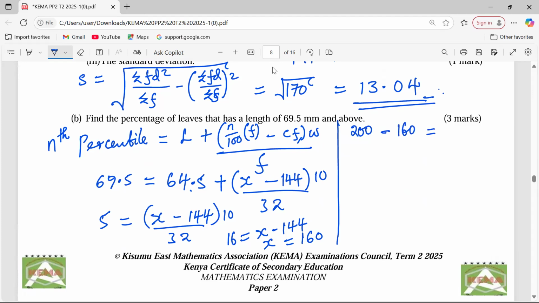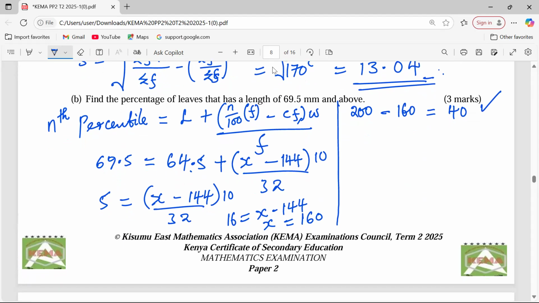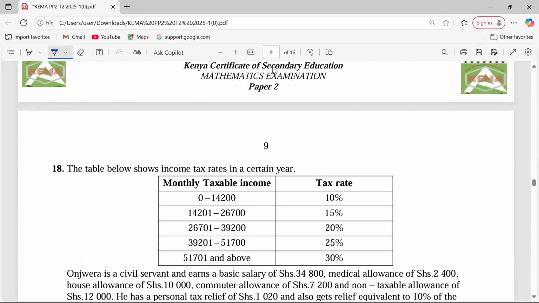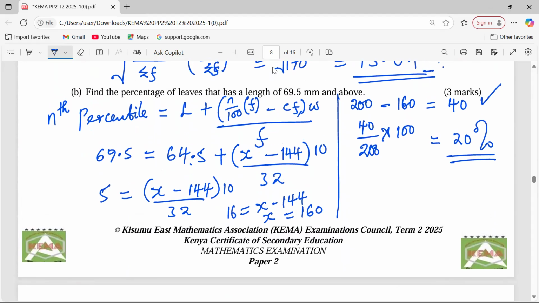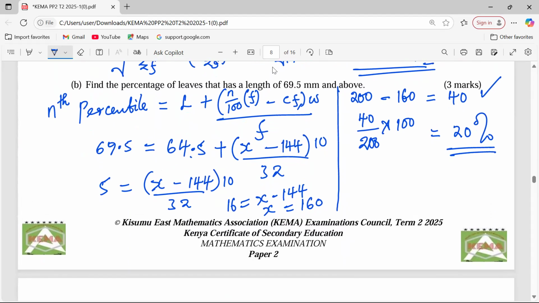This one was very technical now. So you needed to find 40. But now after getting 40, you ask yourselves, which percentile is this, or which percentage is this? So 40 of 200, when expressed as a percentage, will give us our answer, which is equivalent to exactly 20%. Yeah, 20%. So a student is supposed to be very careful with such an analysis.